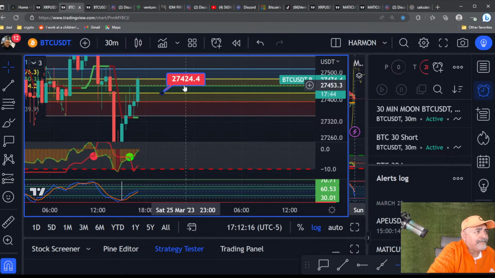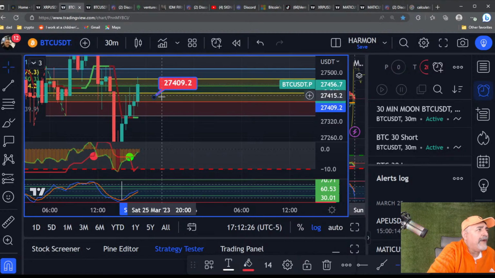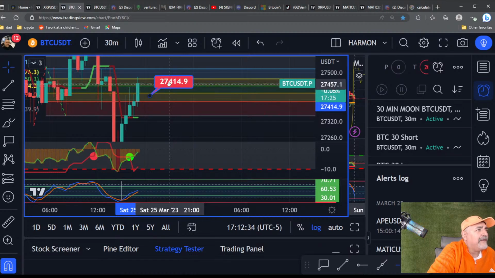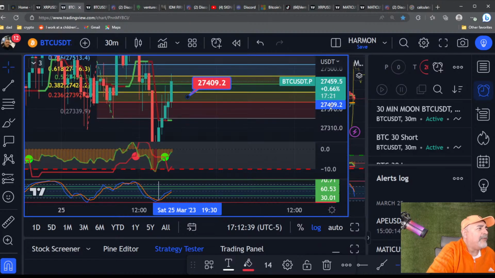So for this, what's our entry? Our entry was 27,360. So go slightly below. Go in the middle here of this little line. Let's go right below this little golden pocket. So $27,410. Let's go there. Okay, that's our stop loss. So right now I'm just moving my stop loss up here, guys.